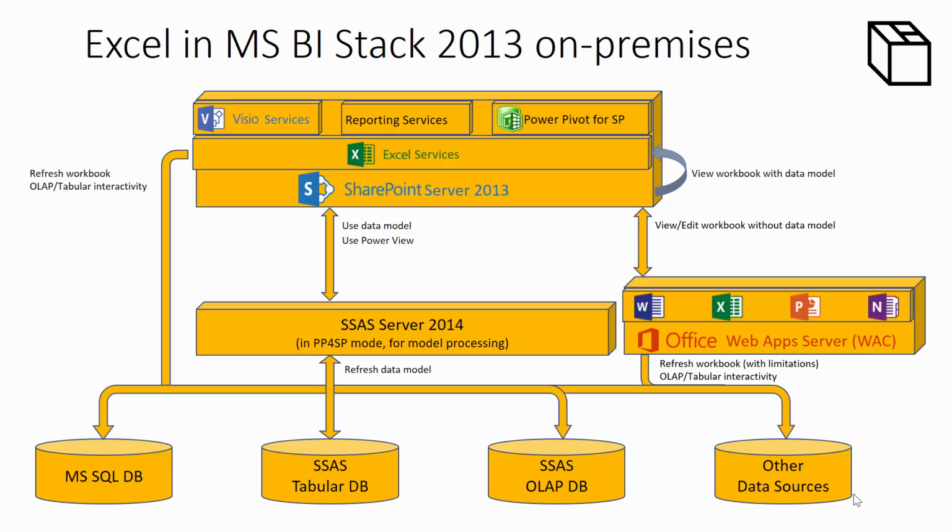And as I already mentioned, the story behind Excel web application and Excel Services was rather complex. So you could view workbooks with a data model in Excel Services, and you could edit workbooks without the data model in Excel web application over WAC. So that was not a trivial thing. Let's take a look at the 2016 version of this stack and see how it changed.